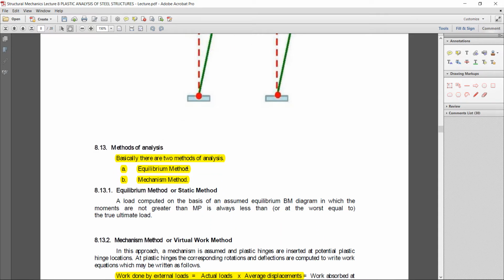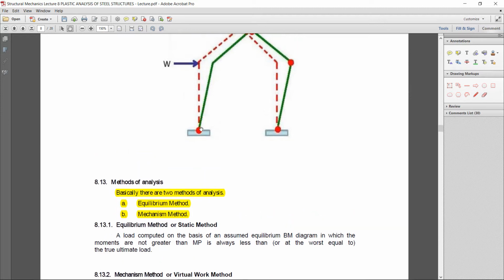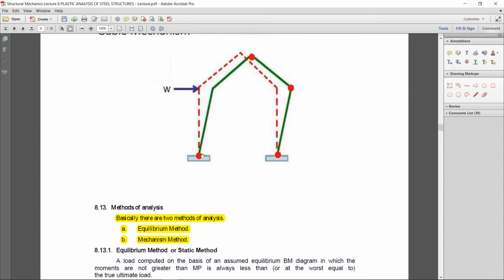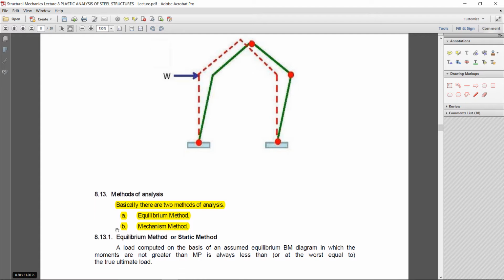Methods of analysis. For calculating the collapse load, when we apply the load, there is definitely a certain failure. If we apply the load from this side, the failure mechanism is like that. If we apply it from the top, the failure mechanism will be different. So how to perform plastic analysis? There are two methods. The first one is the equilibrium method, or the static method, that is its second name, and the second is the mechanism method.